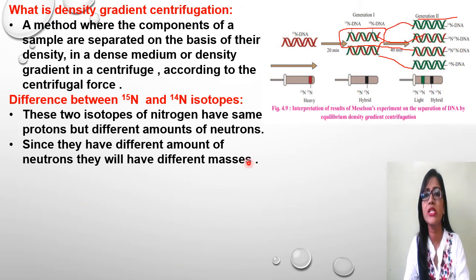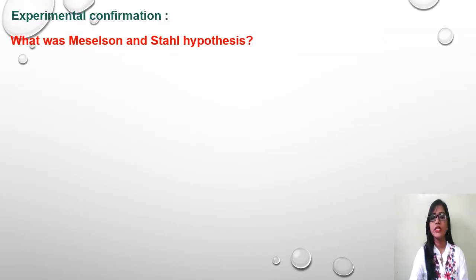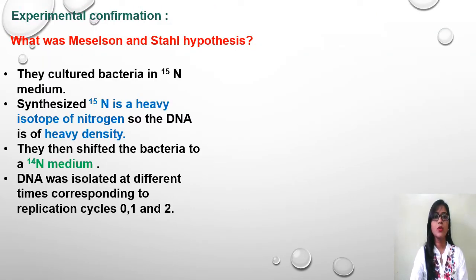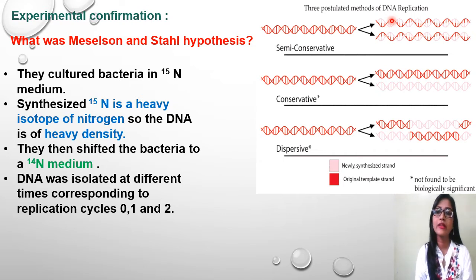Okay, let's try to understand this much better in the next slide. So in this slide, we will try to understand what was the Meselson and Stahl hypothesis. There were three postulates, three theories, three methods of DNA replication which were proposed at the time of Meselson and Stahl. First is the semi-conservative replication that we have discussed here.